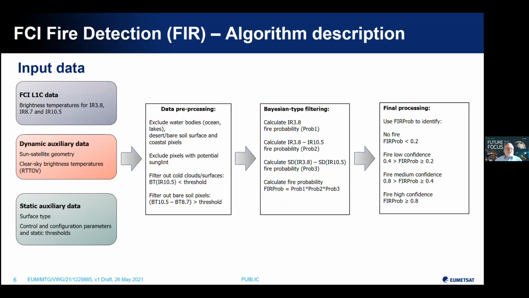So to have an overview, we put in level 1C data from 3 different channels. We put in dynamic auxiliary data, which is some satellite geometry, clear sky brightness temperatures calculated by RTTOV, and of course static data. We do the pre-processing, the filtering, and the final processing of fire confidence.